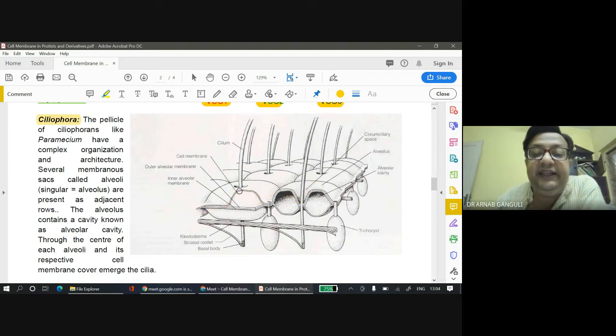Below the cell membrane, there are these sac-like, momo-like shaped structures known as alveoli, and there is a space in between known as the alveolar cavity. It's a membranous sac. They are arranged like sac-like cavities on top of the paramecium body. This is the cross section, and you have several cilia, or locomotory organelles, coming out from the center. This is the system in Ciliophorans.